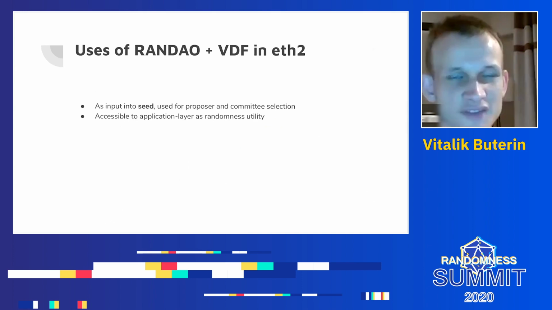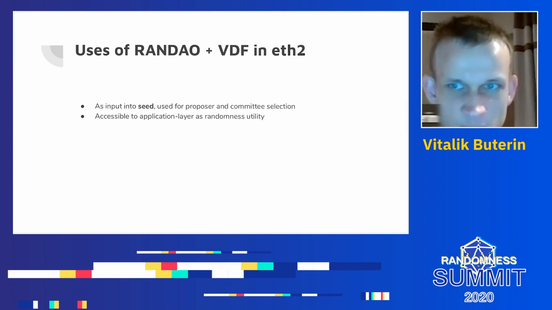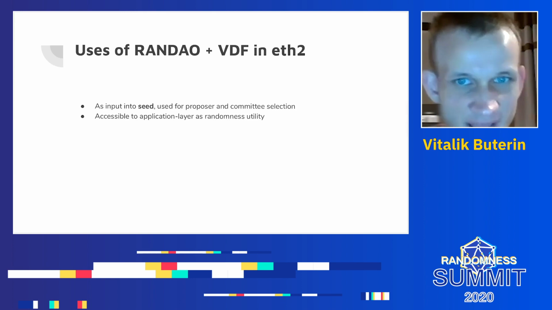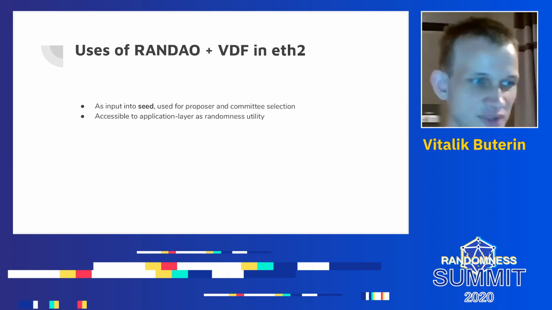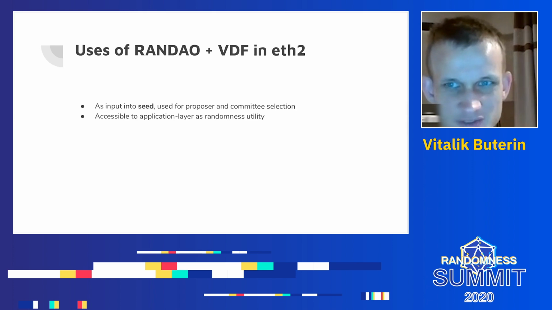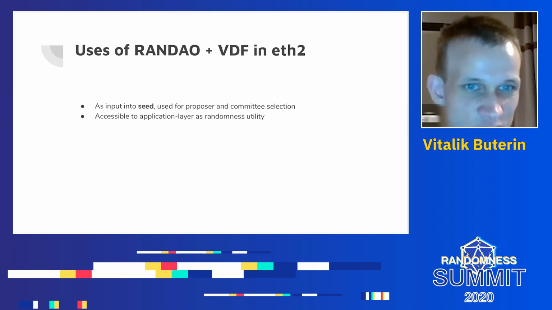So, the use of the RANDAO and the VDF in ETH2. The RANDAO will be used as an input into the seed. The seed is a hash that gets used to randomly select the proposer of blocks in the beacon chain and the shards in all of the different functions. And it will also be used for committee selection, right? It'll be used for choosing these random subsets of validators that get assigned to a particular responsibility to verify and attest to a particular block. And then the VDF will also be accessible to the application layer as a randomness utility, right?